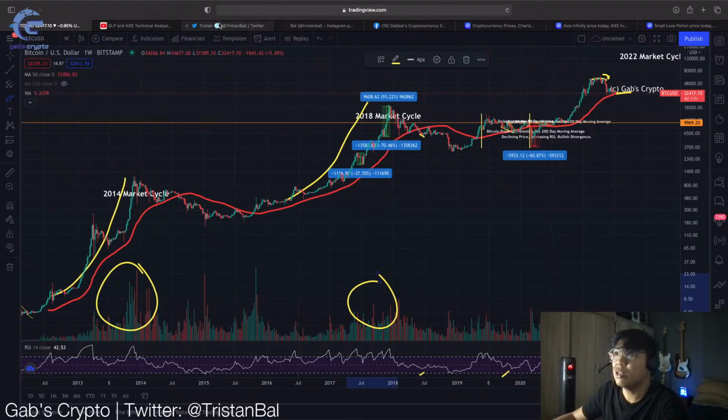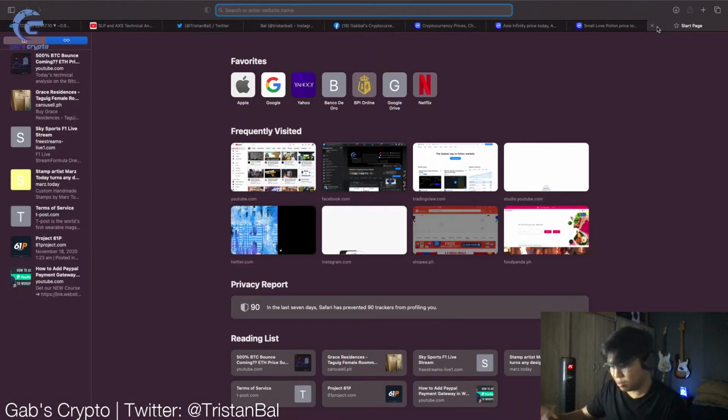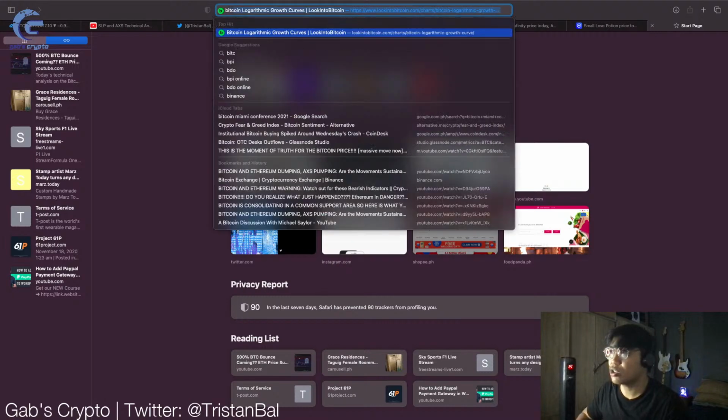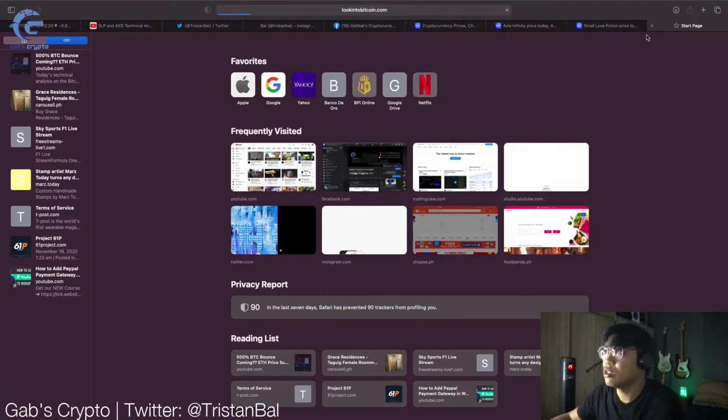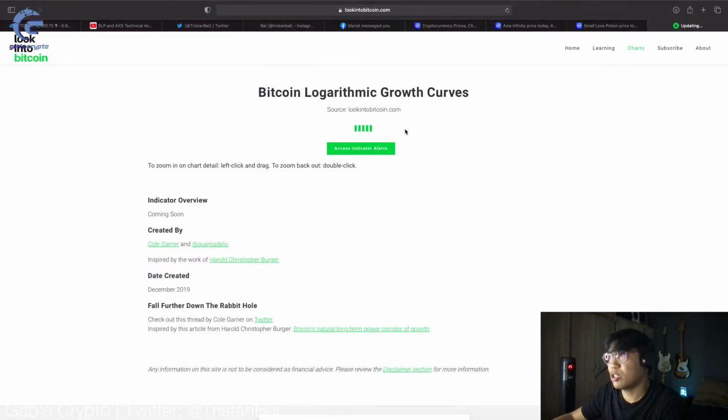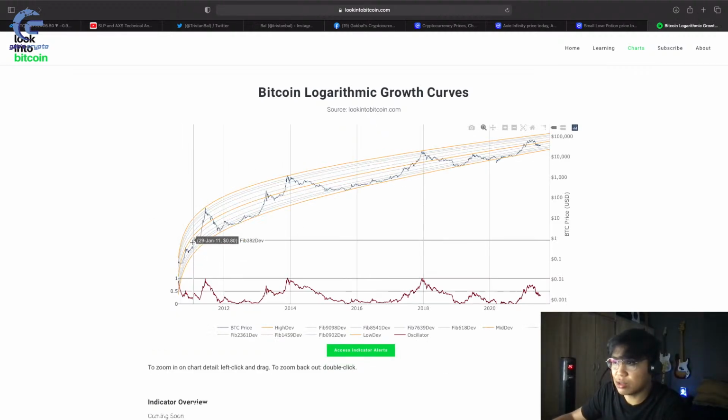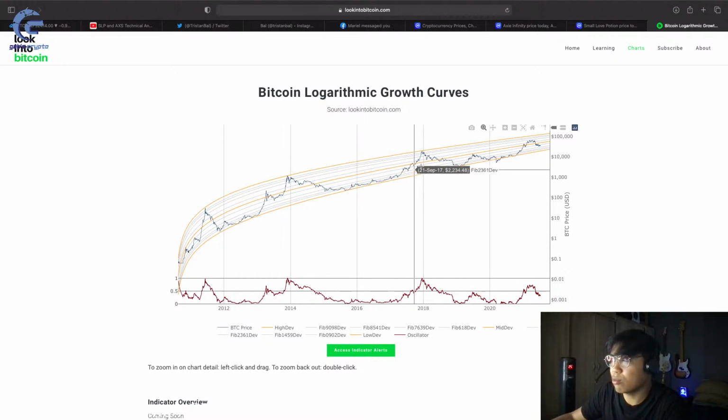At the same time, ang next na kailangan nyo tingnan is itong Bitcoin logarithmic growth curve. So, kung matagal na kayo dito sa channel, alam nyo na itong Bitcoin logarithmic growth curve is actually a good indicator in determining the price for the long term. So, medyo mabagal siya mag-load. So, this is actually the Bitcoin logarithmic growth curve. Kung titingnan mo to, meron tayong sinusundan na market cycle. So, every 4 years, nagpa-pump si Bitcoin and nagda-dump. So, meron tayong 4-year market cycle. And tingnan nyo to guys.